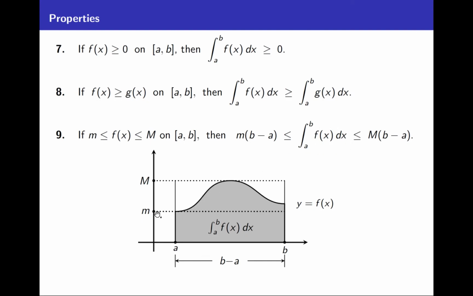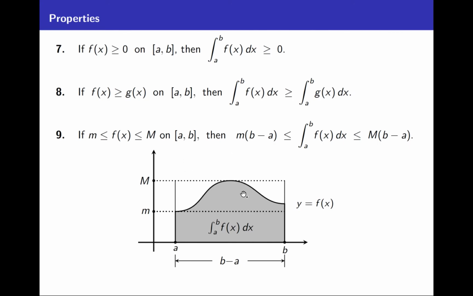And I've drawn this so that the number little m is such that f of x is always greater than or equal to little m. The y value for f of x is always greater than or equal to little m. And also the y value for f of x is less than or equal to the number big M. So here's an x, there's your f of x, but big M is way up here. So this condition holds for this function that I've drawn on this interval.